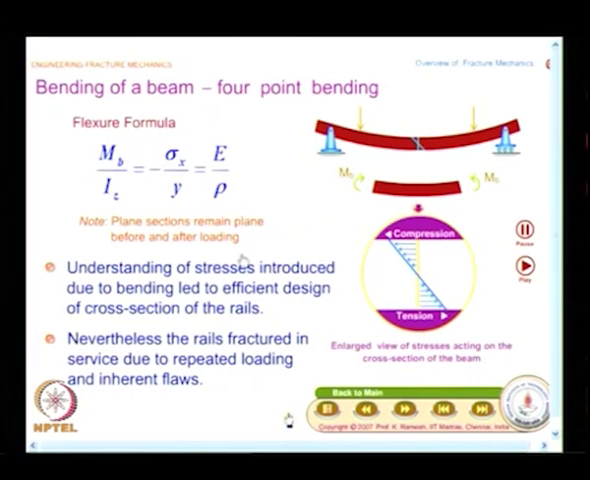What you gain because of the understanding of bending is that you are able to do efficient design of the cross section of the rails. If you had no understanding of bending, you would have taken a square section as a rail, you would not have taken an I section for rails. This is the I section, this is the photoelastic model. You would not have taken a section like this for rails. So, the knowledge of bending definitely helped, and you have several thousand kilometers of railway line, so you have enormously saved the material.